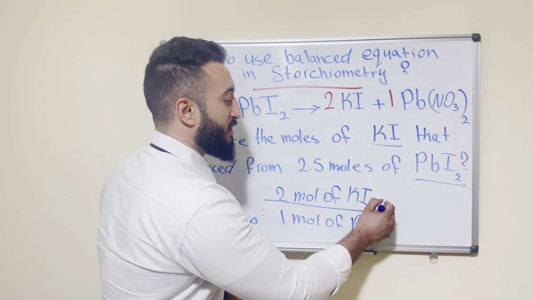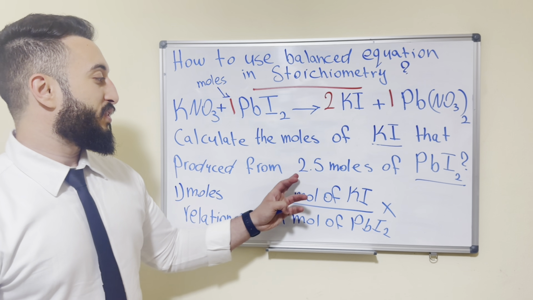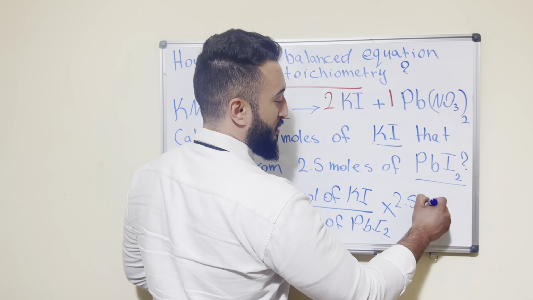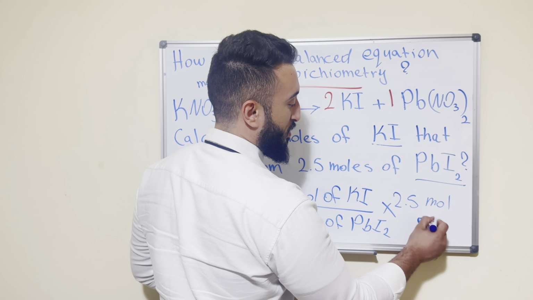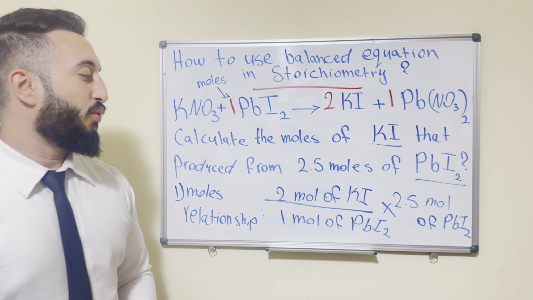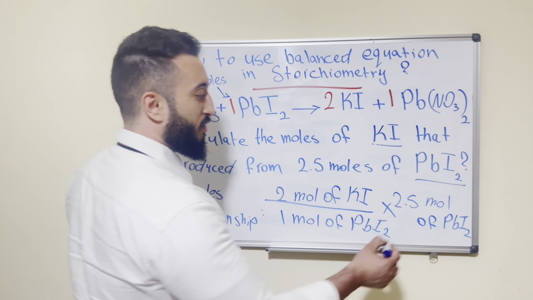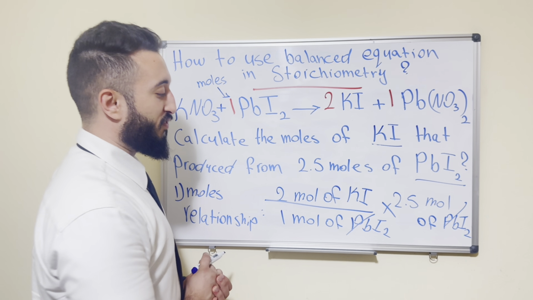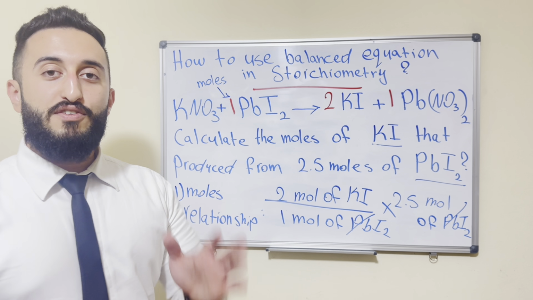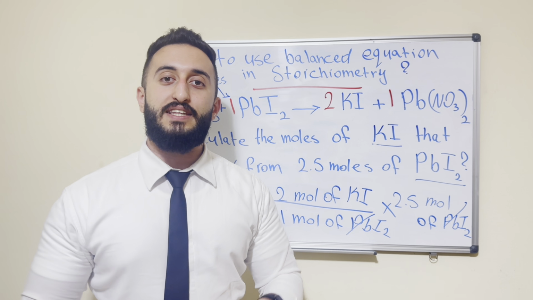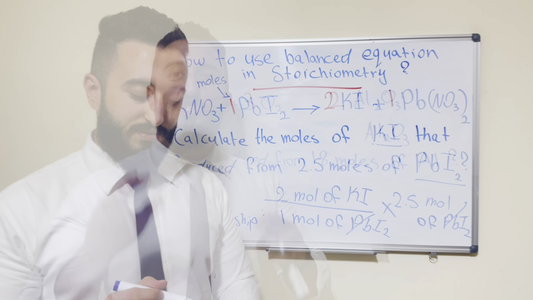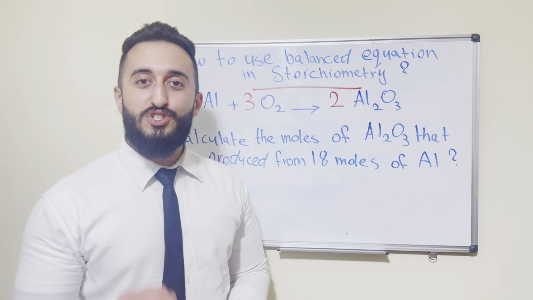We are going to multiply the moles relationship by the given number, which is 2.5 moles of PbI2, lead iodide. So when we multiply them together, let's cancel the moles of PbI2. So 2.5 times 2 equals 5 moles of potassium iodide, and this is the actual number of moles of potassium iodide. So pause this video and try to solve this question on your own.